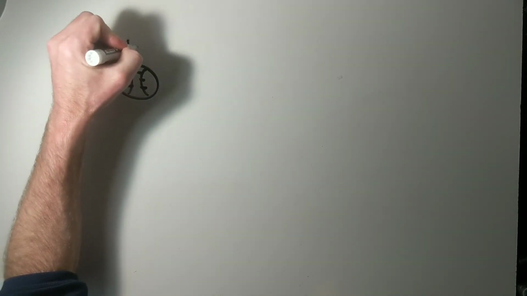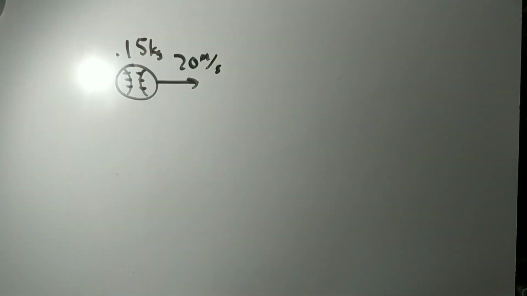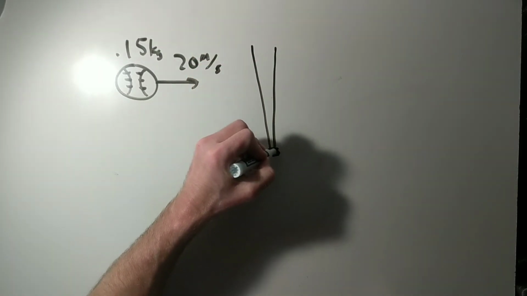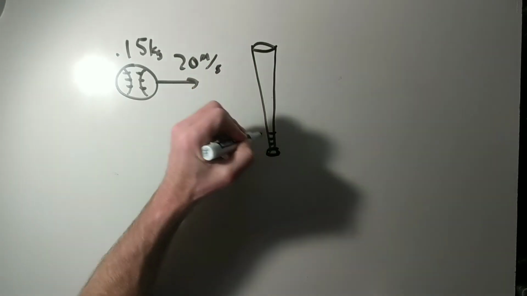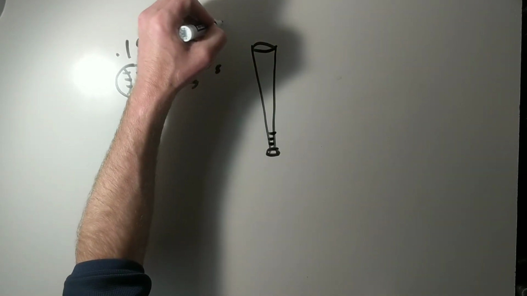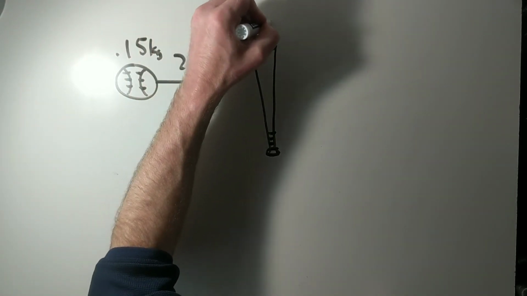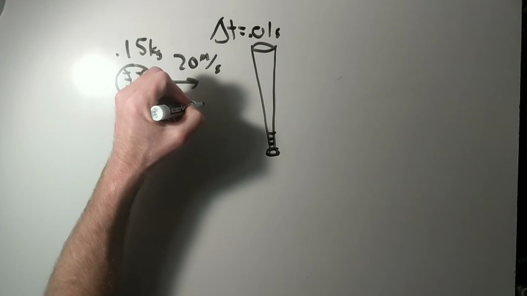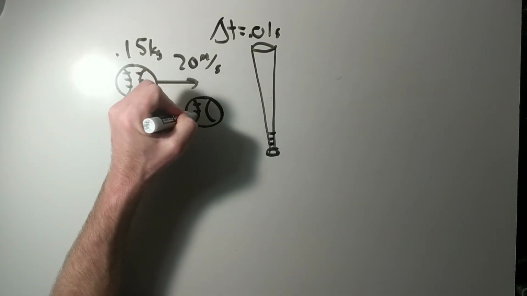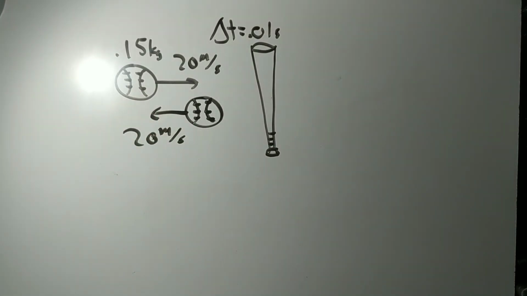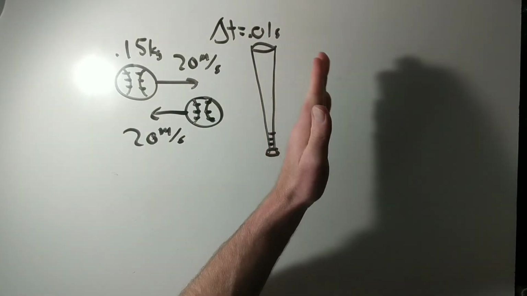And this baseball is 0.15 kilograms, moving at 20 meters per second. And it's hit by a baseball bat. There's the baseball bat there. The baseball bat and the ball are in contact for a time of 0.01 seconds. So not a very long amount of time. And what happens is the baseball gets hit back out at 20 meters per second. So it comes in at 20 meters per second, gets hit by the baseball bat, comes out with 20 meters per second.